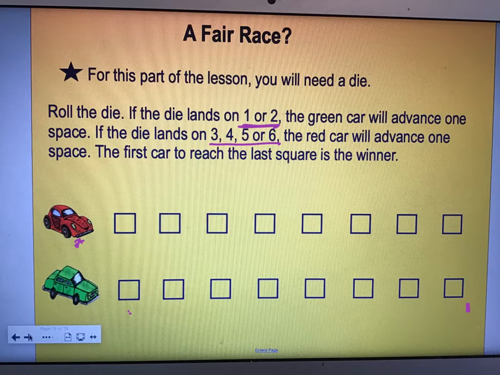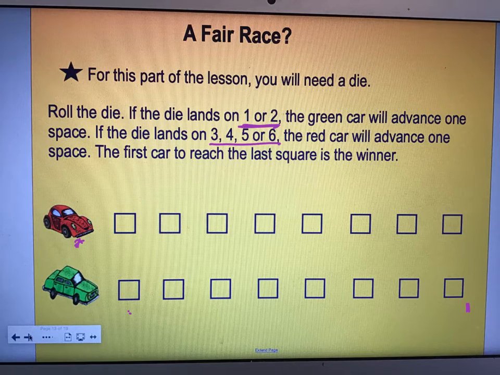However, if you pick the green car and it wins, you get 2 pieces of candy. So now decide, do you want the red car or the green car? If the red one wins, you get 1 piece of candy. But if you pick green and it wins, you're going to get 2 candies.